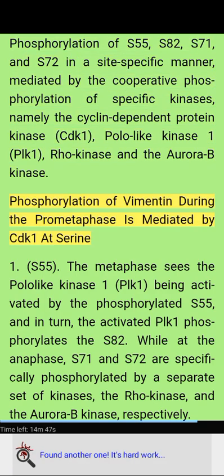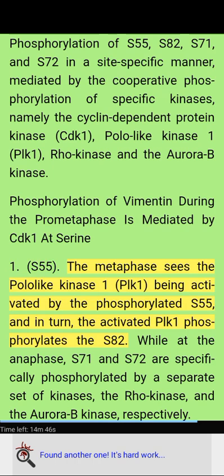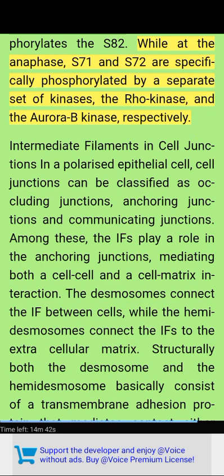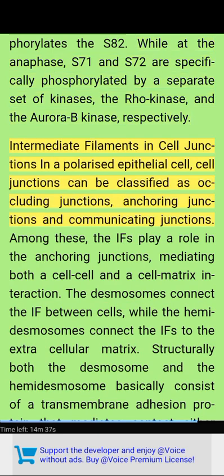Phosphorylation of the vimentin during the prometaphase is mediated by CDK1 at serine 55, S55. The metaphase sees the polo-like kinase 1, PLK1, being activated by the phosphorylated S55, and in turn, the activated PLK1 phosphorylates S82. While at the anaphase, S71 and S72 are specifically phosphorylated by a separate set of kinases, the Rho kinase and the Aurora B kinase, respectively.